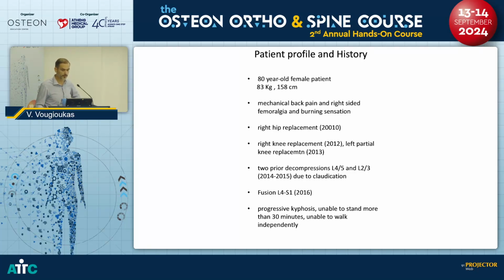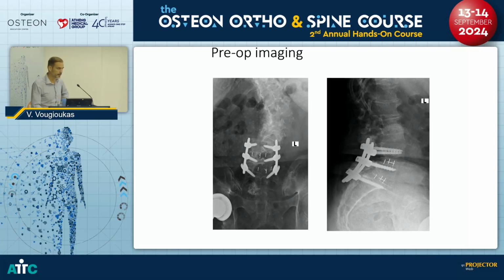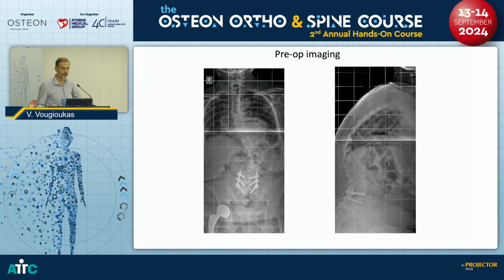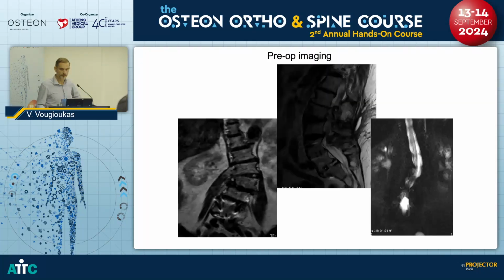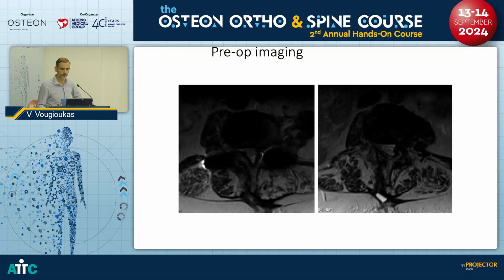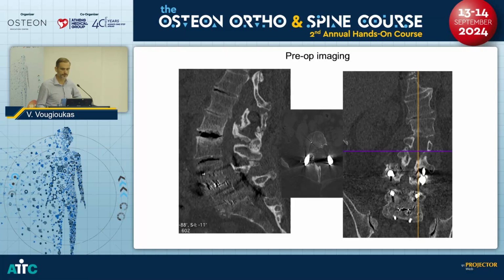She has a progressive kyphosis. She's unable to stand more than 30 minutes, is unable to walk independently. And these are images that show severe sagittal and coronal imbalance with a prior fusion. The MRI with central and lateral stenosis on the left side. Here you see vacuum phenomenon, instability, above fusion.